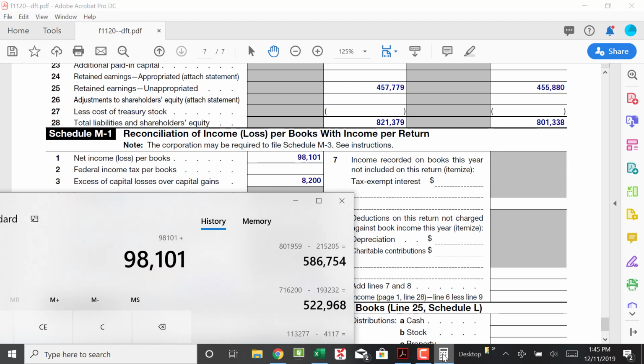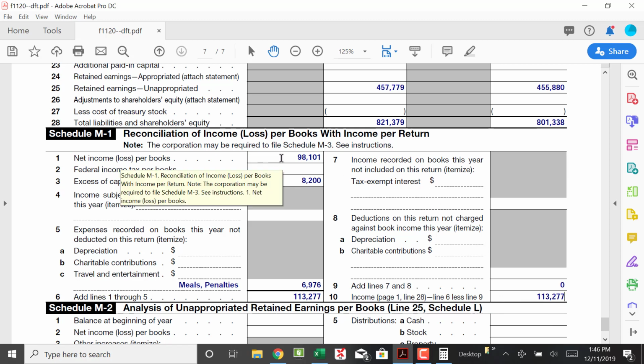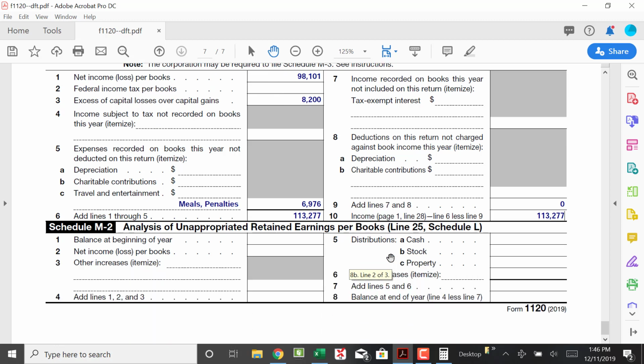98,101 plus 8,200 plus 6,976, and I get 113,277. So my second check is good to go. I have no things to add on this side, and so 113,277. That's my taxable income. That ties to my page 1 taxable income. This ties to my income statement per the books, and all my adjustments, this foots, the math is correct. So I know that the M1 is done.